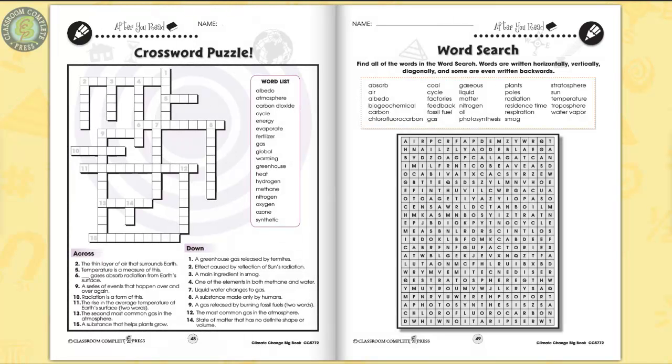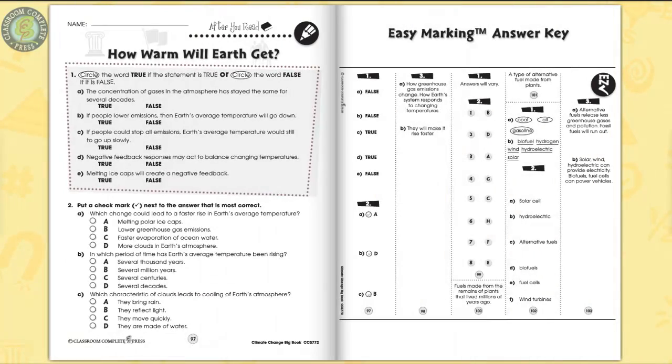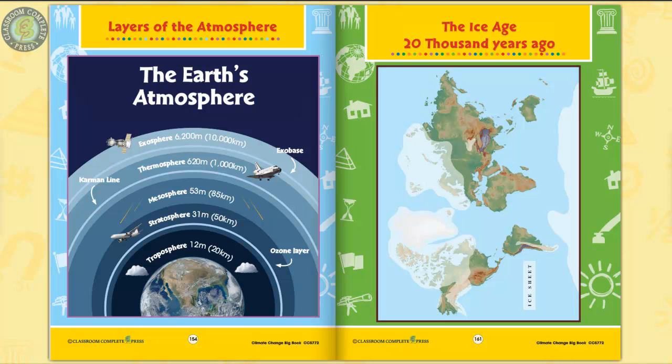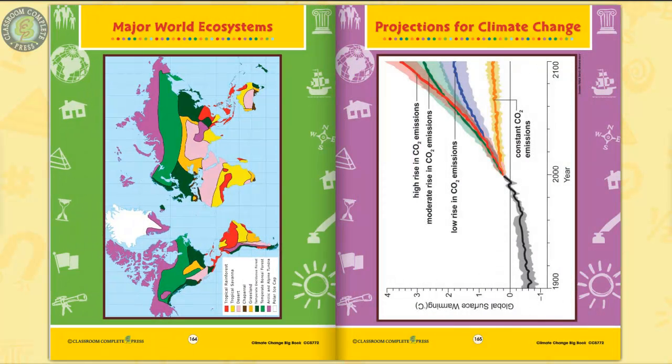Differentiated comprehension skills are measured by a crossword and word search puzzle, then a 3-part comprehension quiz. The easy marking answer key works by lining up perfectly with the matching question pages. 18 color mini posters complete the resource. Review a map of the world's major ecosystems.